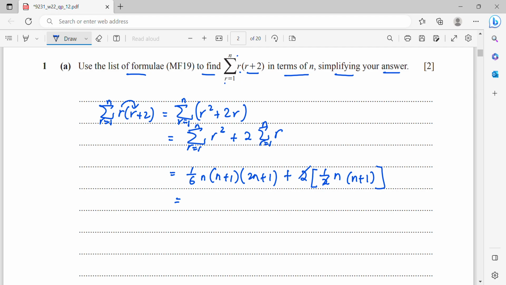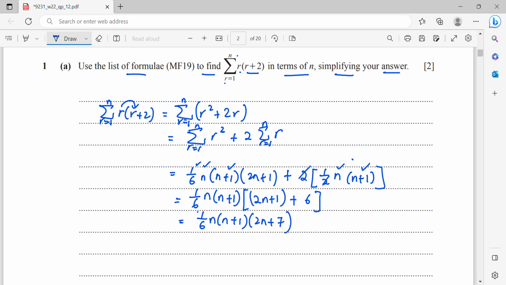From here, we may simplify the 2 and the half. Since there is a fraction in the first expression, which is 1/6, we may factorize out 1/6, and then n is in common as well as n + 1. So we factorize n and n + 1, and the remaining term will be 2n + 1 for the first expression. For the second term, once we have factorized 1/6, we will have 6. Therefore, we get the answer 1/6 n(n + 1)(2n + 7). That is our summation.